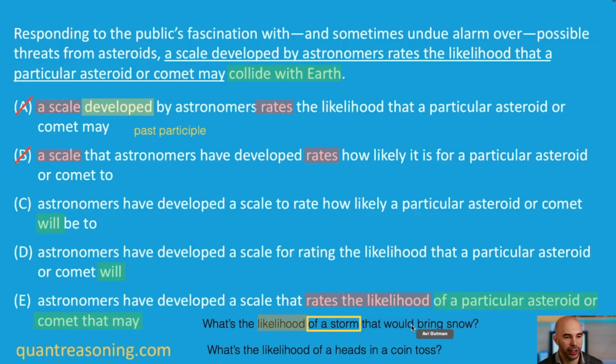JD, I made a little change here to make it a little bit better. So instead of saying the likelihood of a storm that would happen tomorrow, what's the likelihood of a storm that would bring snow? That's much better. Because that would bring snow is a reasonable way to describe the type of storm that we're asking about the likelihood of. What about C versus D?